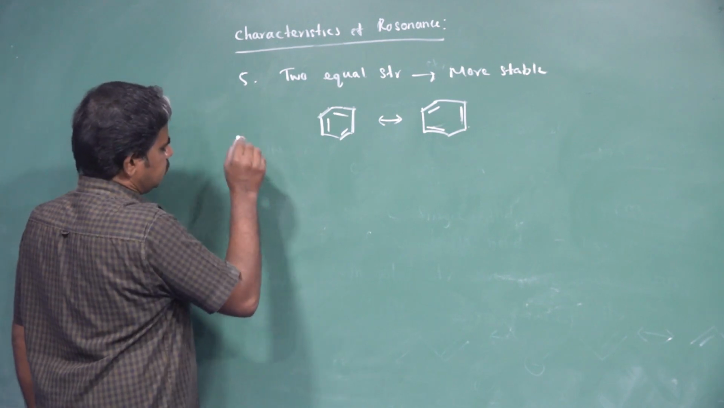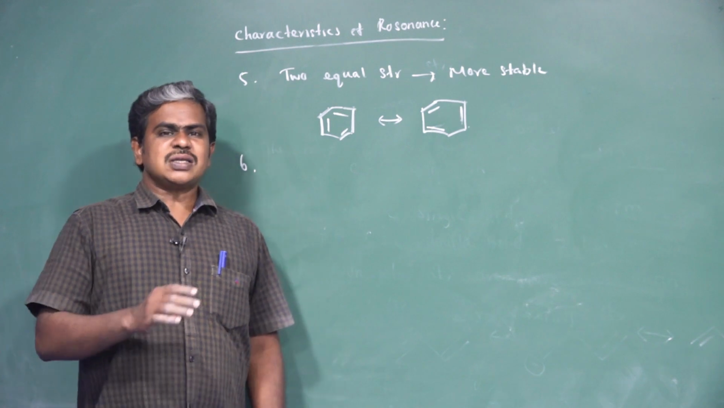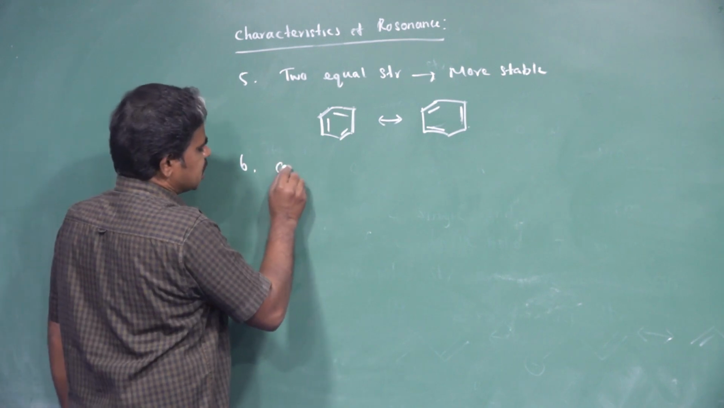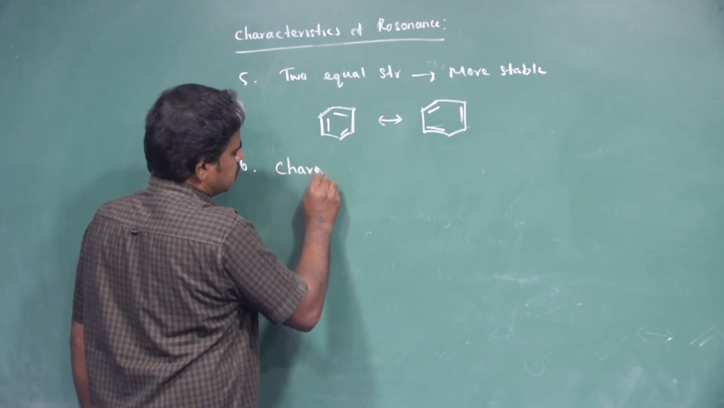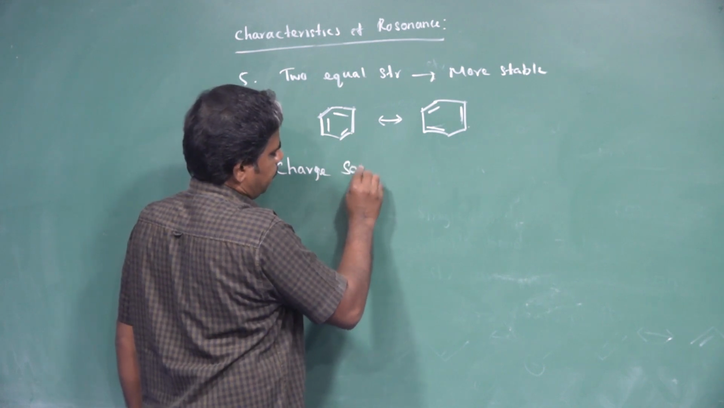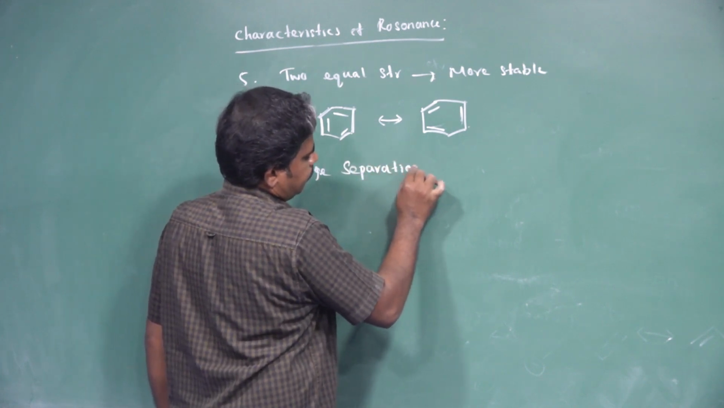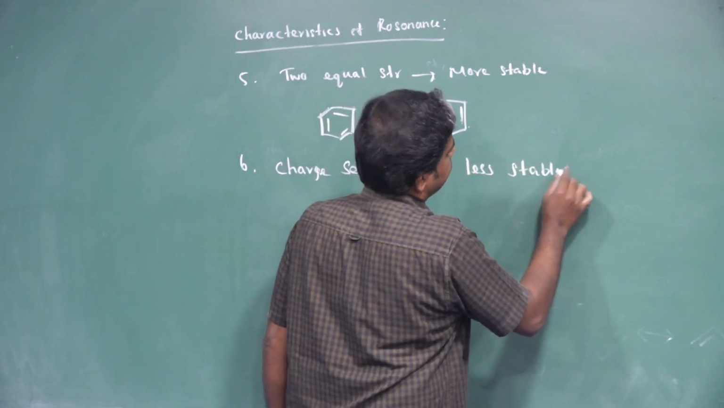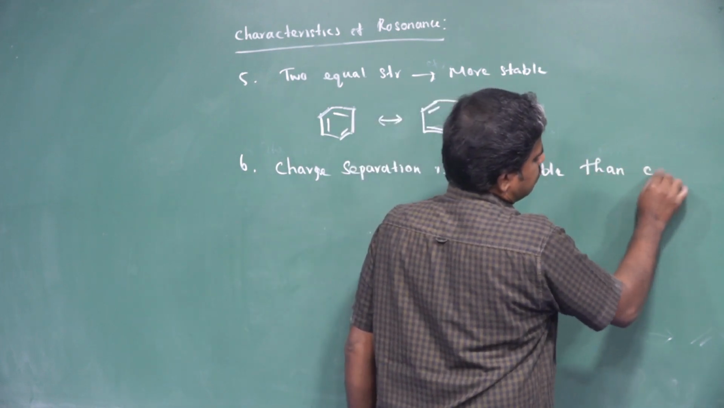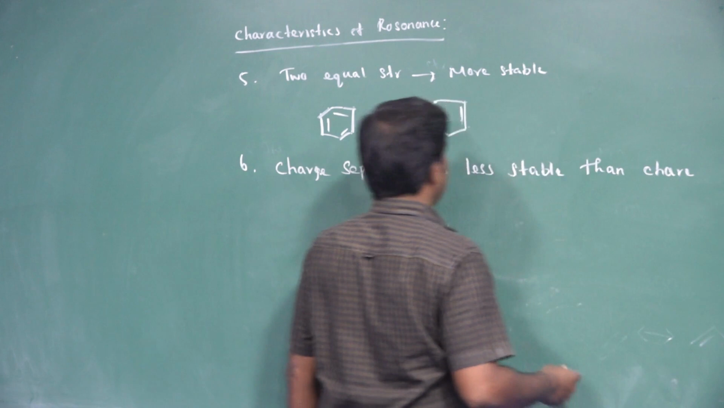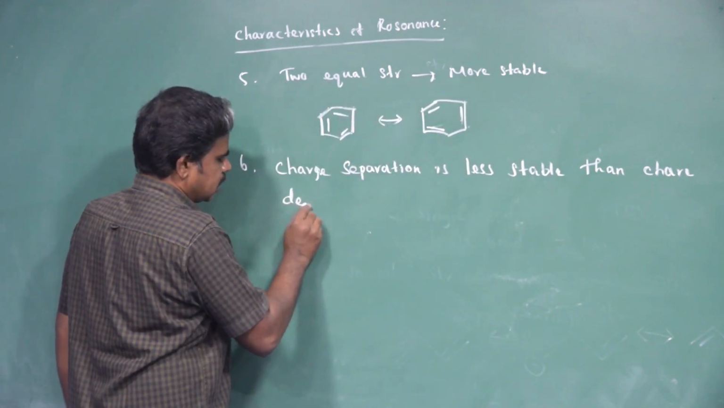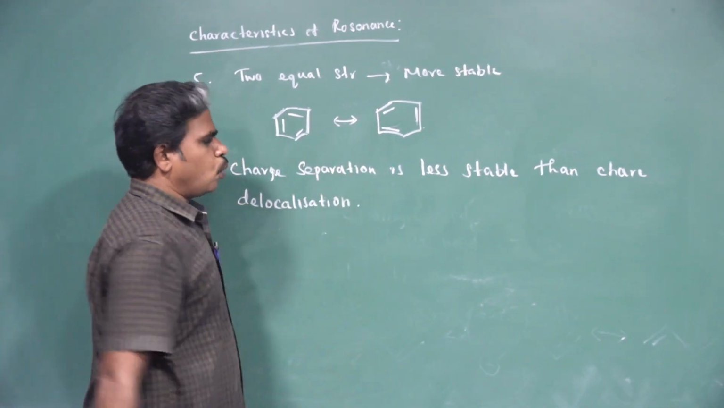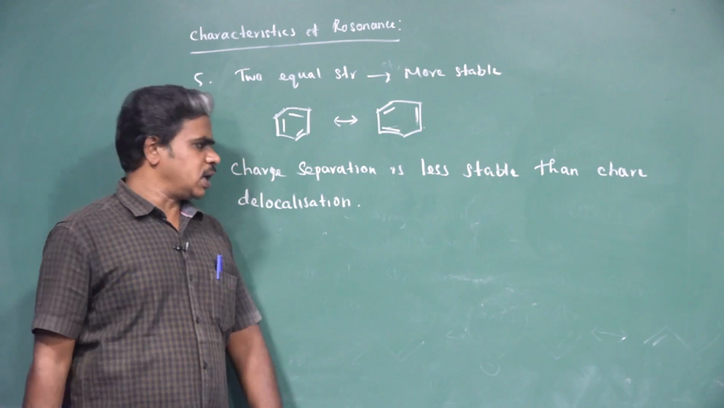And the next one: charge separation and charge delocalization. Charge separation is less stable than charge delocalization. Listen, what do we mean by charge separation and charge delocalization?